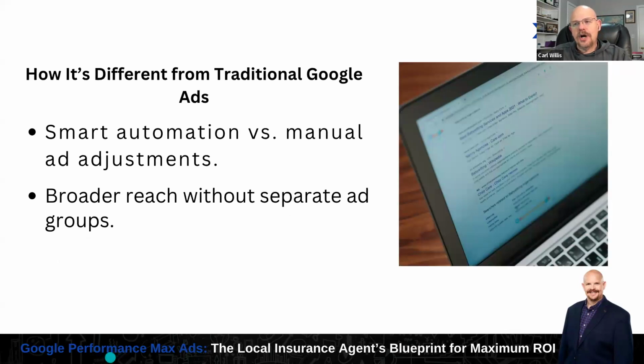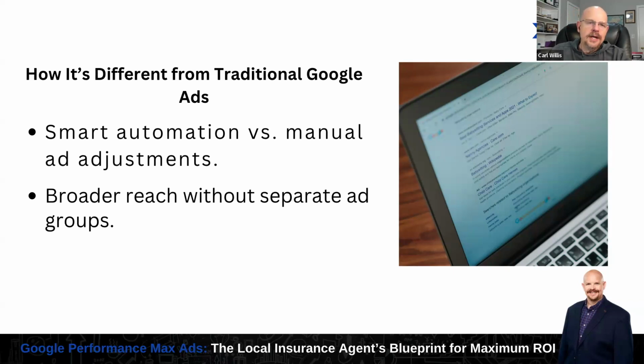Now, let's talk about how this is different from the traditional pay-per-click search campaigns or Google ad campaigns that you may be familiar with. And first and foremost is this issue of smart automation versus manual ad adjustments. And we talked about that a moment ago, but let's dive into that a little further. So the machine learning is going to be constantly optimizing. It's going to be constantly making modifications to the ads as you go to make them perform better.